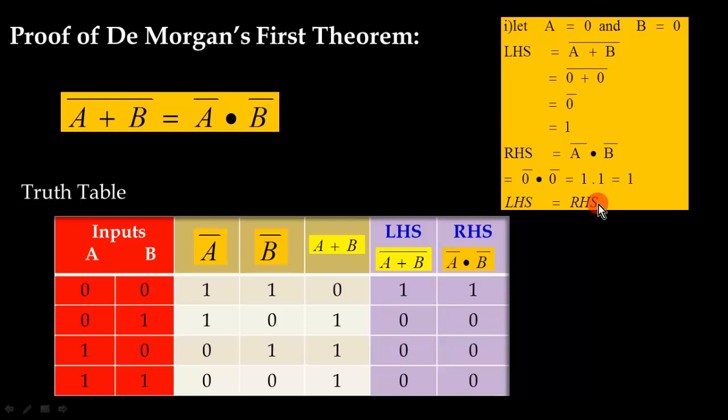So in this way, De Morgan's theorem can be proved. You can also check for 0, 1, 1, 0 and 1, 1. In every case, you find that the left hand side is equal to the right hand side. So in this way, we can prove De Morgan's first theorem.